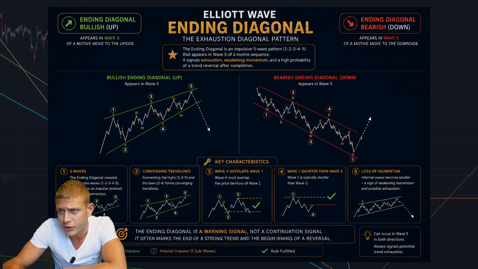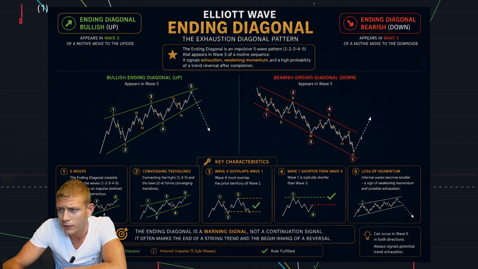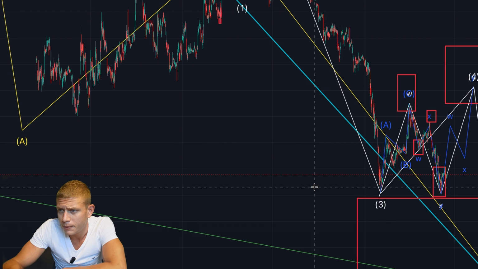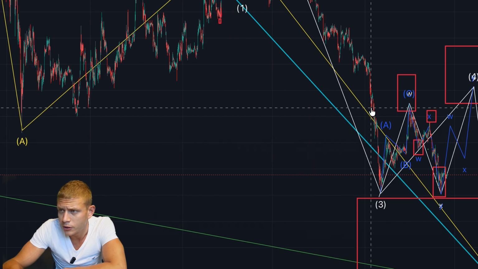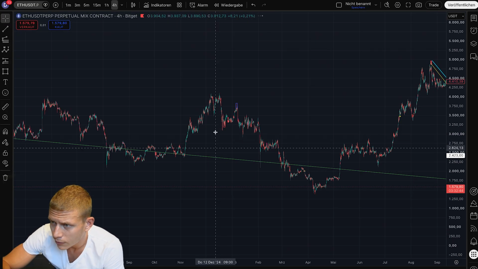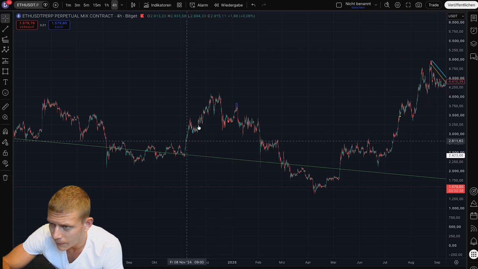So let's check out Ethereum, let's say the 2-hour time frame. Maybe we will find an ending diagonal. Well, one could argue that this has been one.